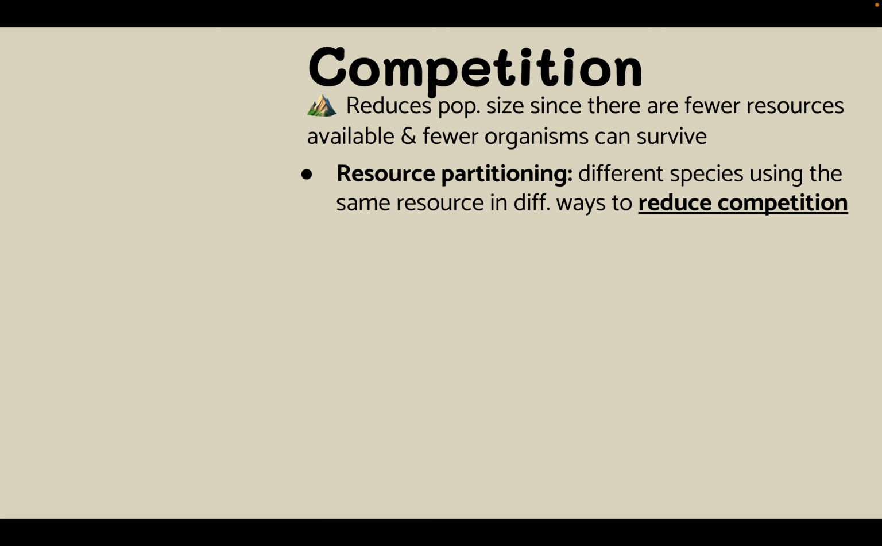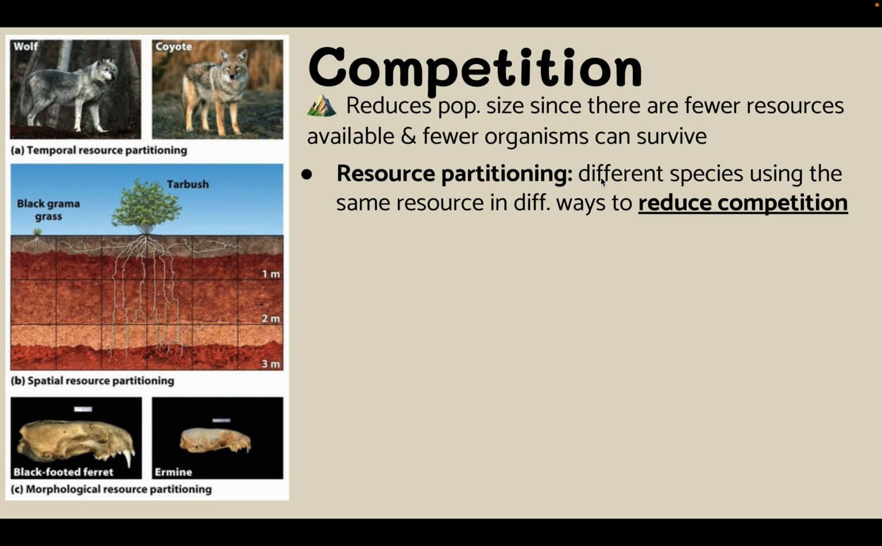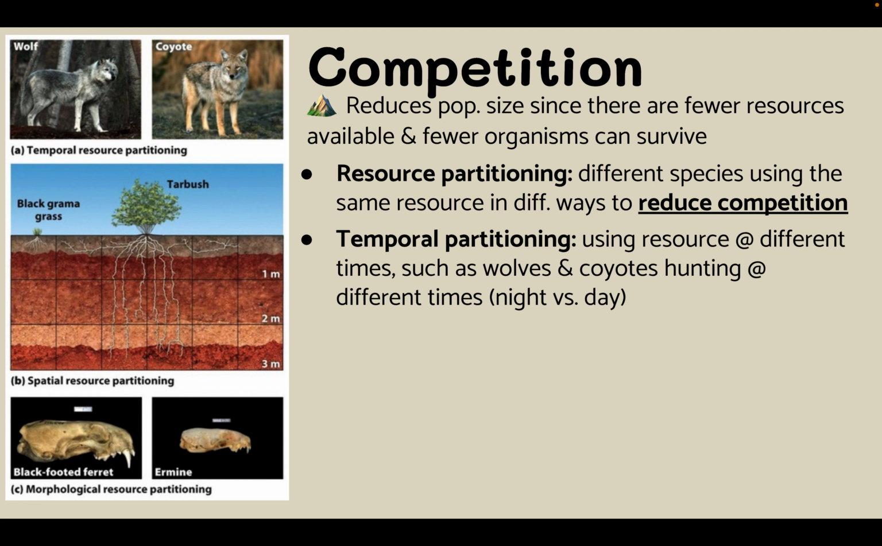There are a couple of things that go into place to try and reduce competition, because we're not trying to compete in nature. We're trying to increase population size. We're trying to survive in nature. That's the goal of all organisms, is to survive. So you're trying to reduce that competition. One of the ways that we do that is called resource partitioning. Resource partitioning is where different species use the same resource in different ways to reduce the competition. The same resource, like food, like shelter, in different ways.